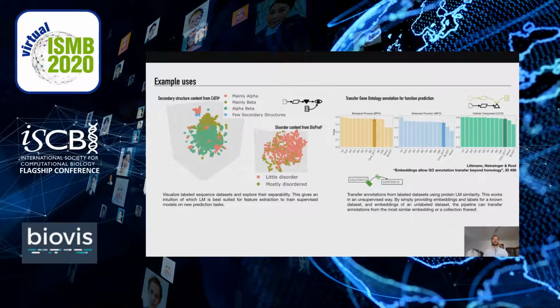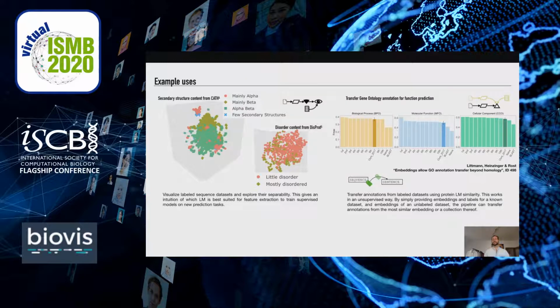So I took the example of CATH and DisProt, both databases for structural features, one secondary structure and the other one disorder. So what we can see is that by using a language model, in this particular case SeqVec, the language model is already able to, without having been trained on distinguishing mainly alpha, mainly beta, or little disorder, mostly disordered, it's already able to distinguish these two groups to some extent. So probably using this language model and the extracted features from this language model is a good input to train a machine learning device for the classification of these data sets.